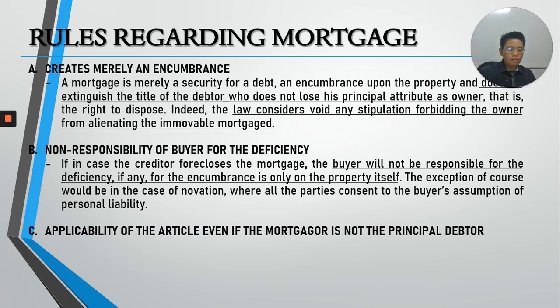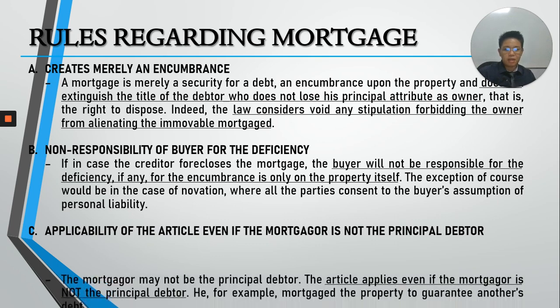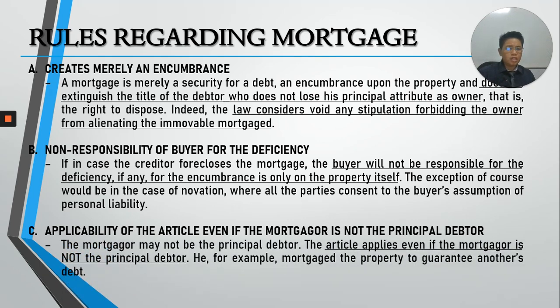What else? Applicability of the article even if the mortgagor is not the principal debtor. So, obviously, the mortgagor may not be the principal debtor. This is in case of an accommodation mortgagor. So, this article will apply.